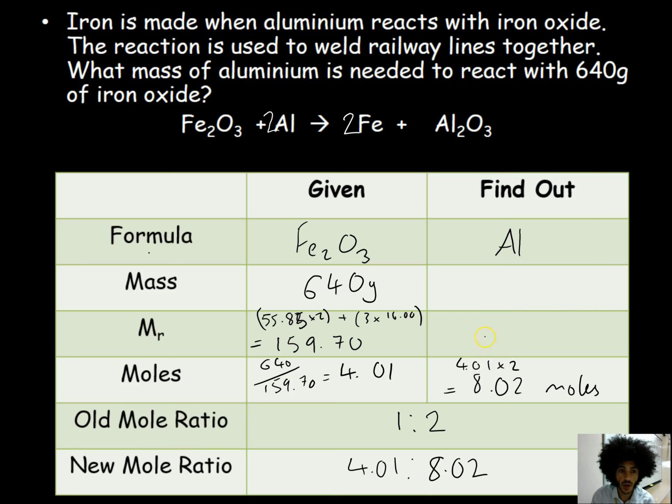So I've done my ratio bit, and now I have to work out the mass. To work out the mass, I need the Ar of aluminium, which I believe is 27. Let's get a nice accurate number. It's 26.98. And again, to work out the mass, it's the Mr multiplied by the moles. So it's 26.98 multiplied by 8.02, and that gives me 216.25 grams. And that's done.